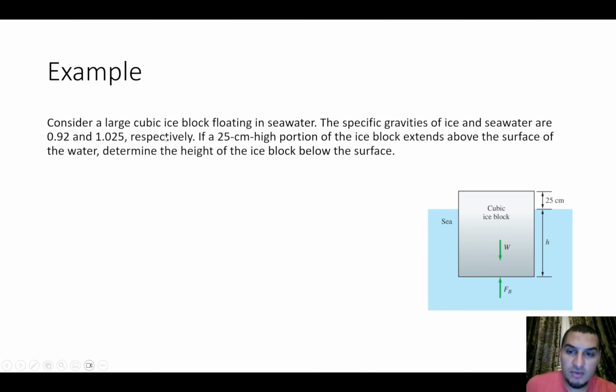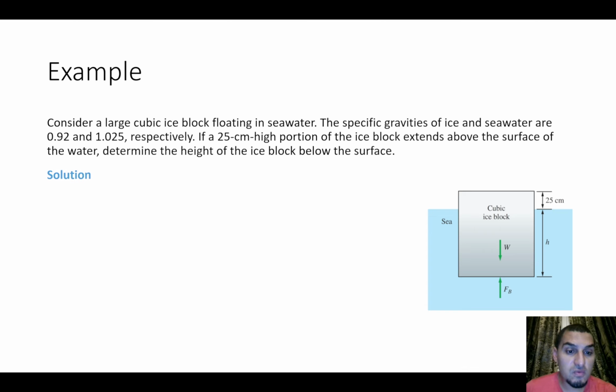So let's say we have an ice block floating on the seawater. The specific gravity of ice and seawater is 0.92 and 1.025. The ice block has only 25 centimeters floating on the surface, and the rest is below. We don't know how much height is below, and we want to calculate it.